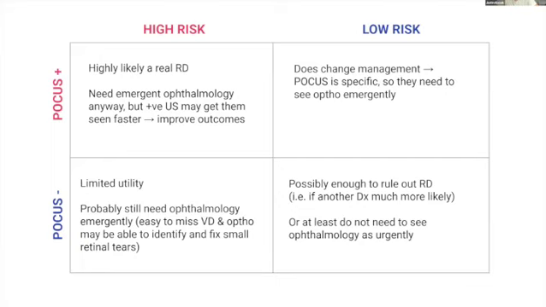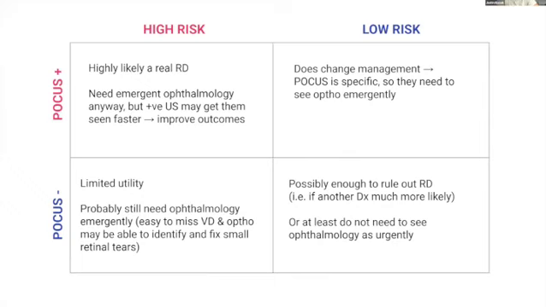Maybe not. They're going to need emergency ophthalmology anyways. But with this positive result, perhaps that'll make them get seen faster. If I tell ophthalmology I'm concerned about a retinal detachment and I see one on POCUS, perhaps they're going to see that patient sooner. On the other hand, if you have a high risk story and you don't see something on POCUS, it has some limited utility because they probably still need to see ophthalmology urgently, maybe not as emergently, but it's important to recognize that it's easy to miss a vitreous detachment.